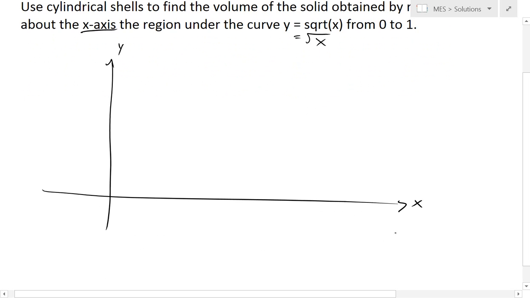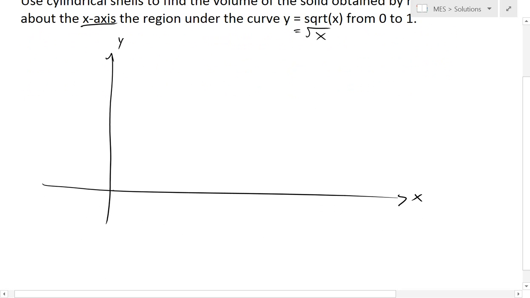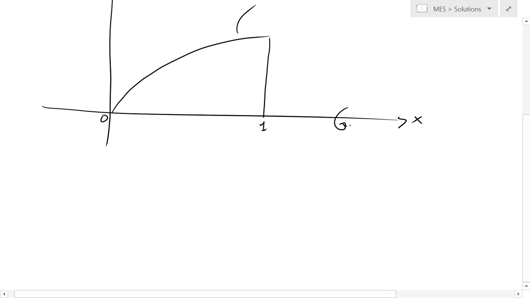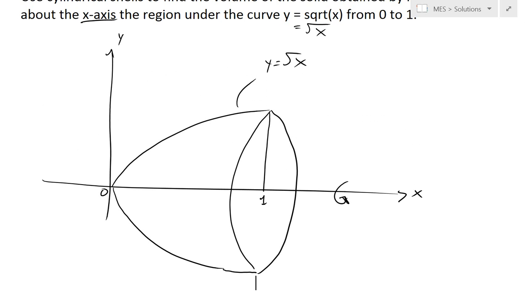So now if we draw the x and y axis and draw our region, this is the square root of x, it's going to look something like that. This is y equals square root of x. So basically from 0 to 1, if we draw it across from here, this is 1, there's 0, so now there's our region. Now when we rotate it about this x-axis, we would get a cone-shaped solid.